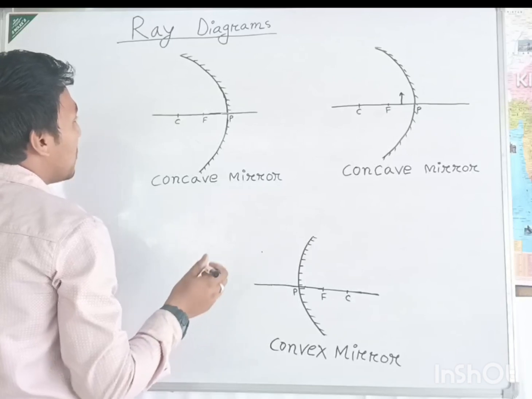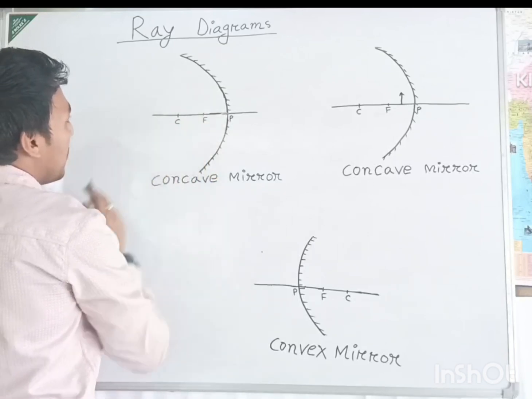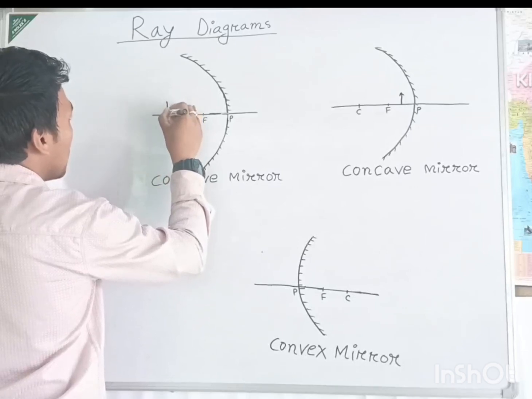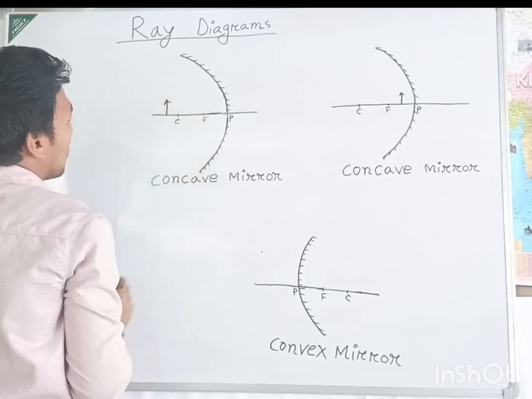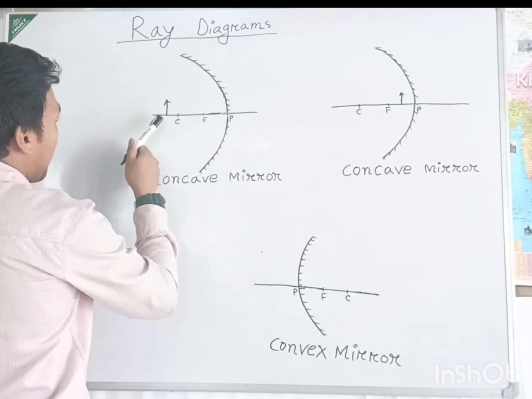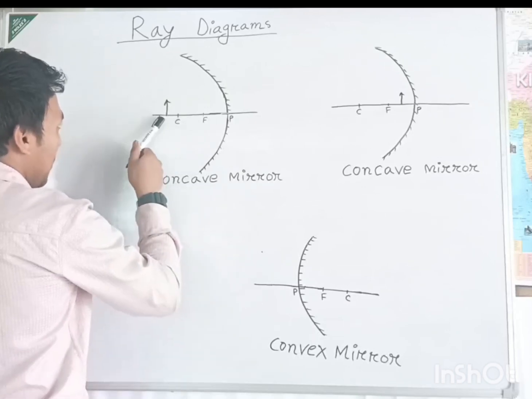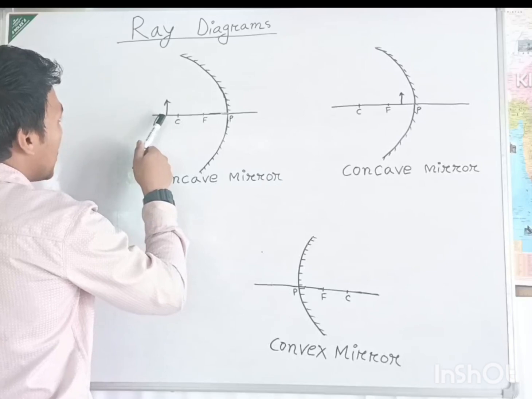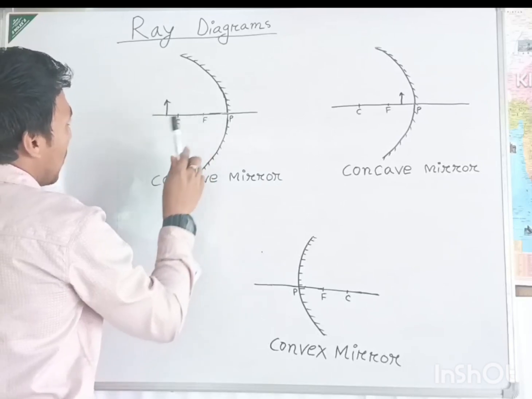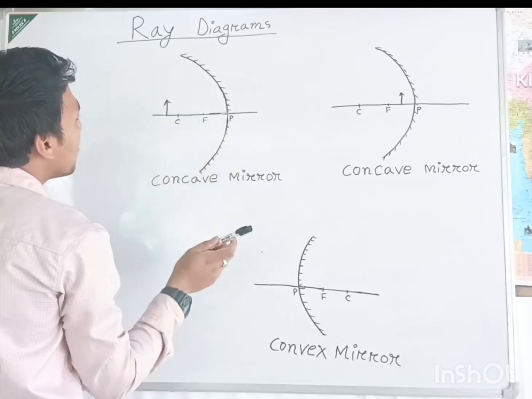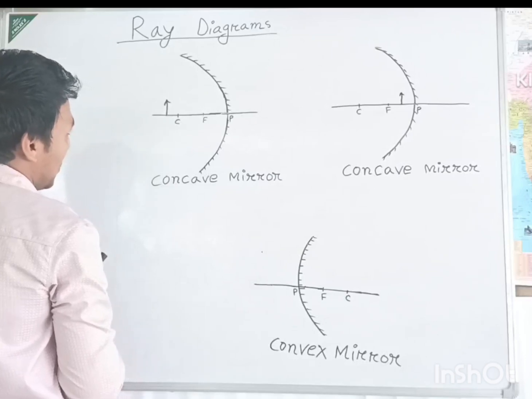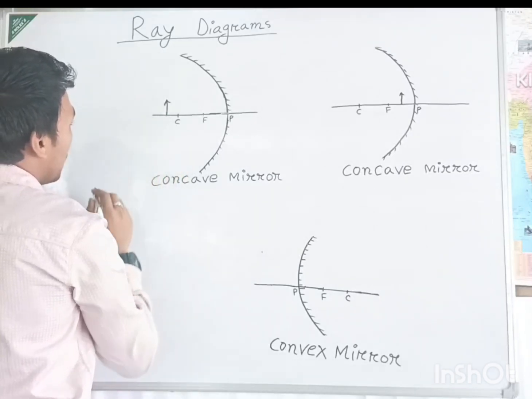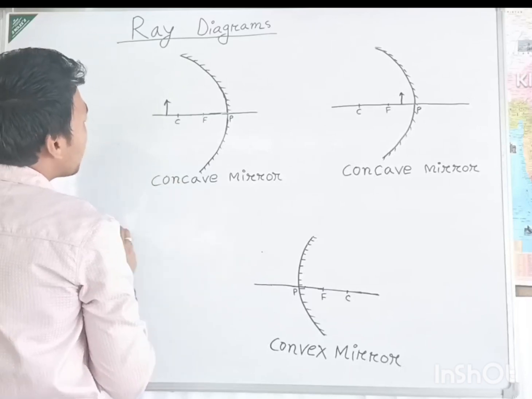Now we keep an object in front of this mirror. Now suppose I keep this object here. Now I have kept the object here, so I know that the image I'll get is a real image. Why real image? Because this object is not in between pole and focus. Only if you keep the object in between pole and focus will you get the virtual image. Now this object's image will be real. Let's draw now.